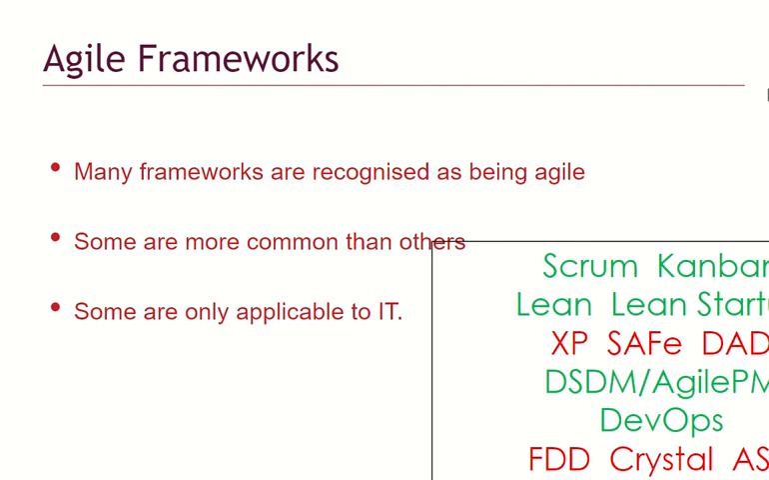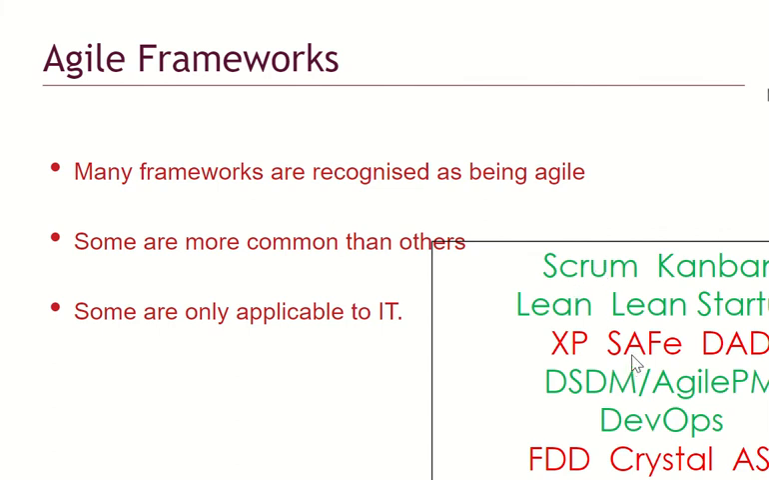Okay, like I mentioned, there are many frameworks of agile. There are many subsets, many ways to use agile that people have come up with. What are the different types? Scrum is a common one. Kanban also uses agile. Lean, lean startup, XP, SAFe. So the common ones that people normally use are Scrum and SAFe.